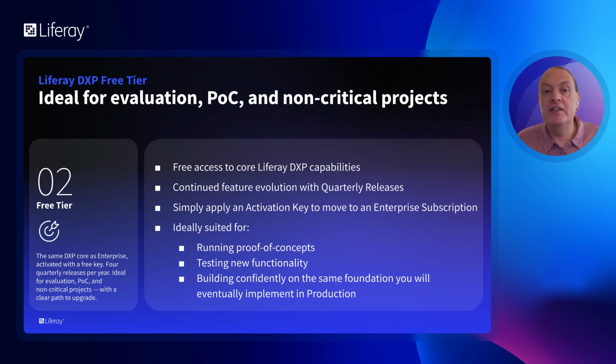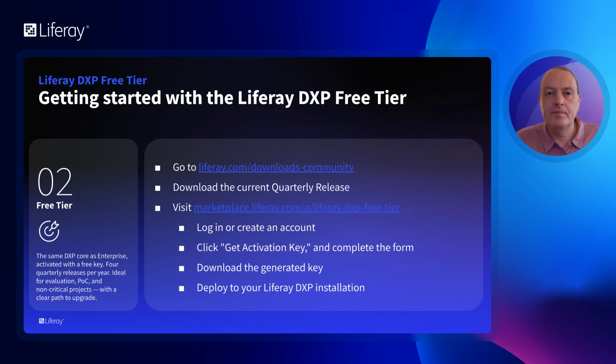What you get with the free tier is free access to the core capabilities of Liferay DXP. You get access to each quarterly release and the new features that will come as the platform evolves. When your project grows and you need enterprise support, making the switch is as simple as applying a new activation key. There's no migration, no reinstall, no replatforming. Free tier is ideally suited for running proof of concepts, for testing new functionality, and building confidently on the same foundation that you will eventually implement in production.